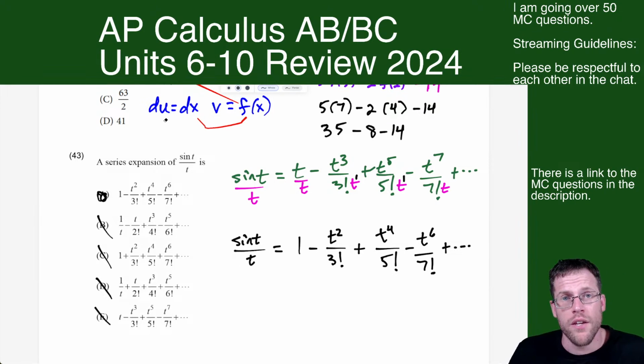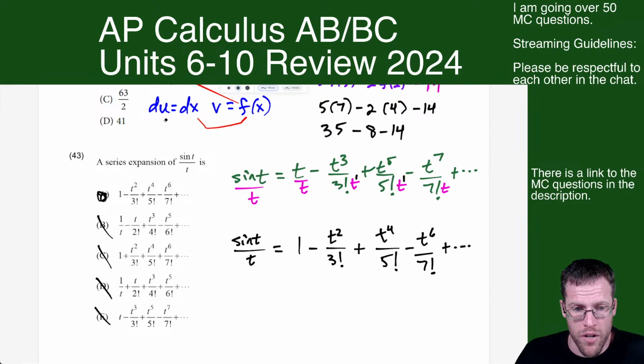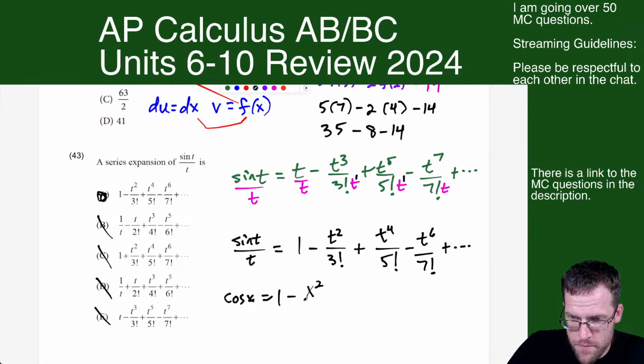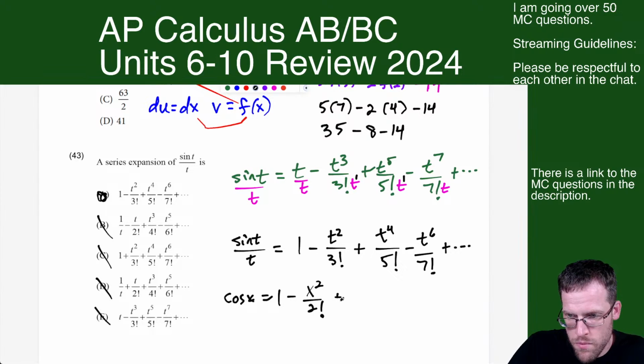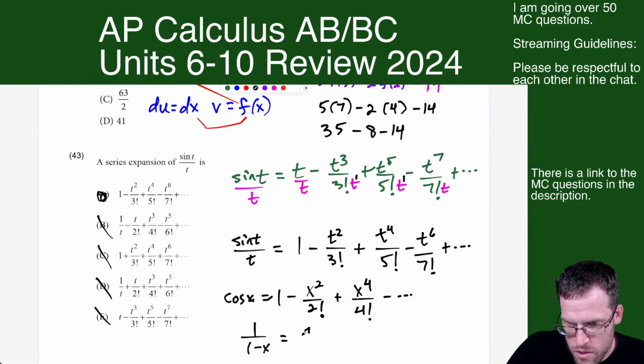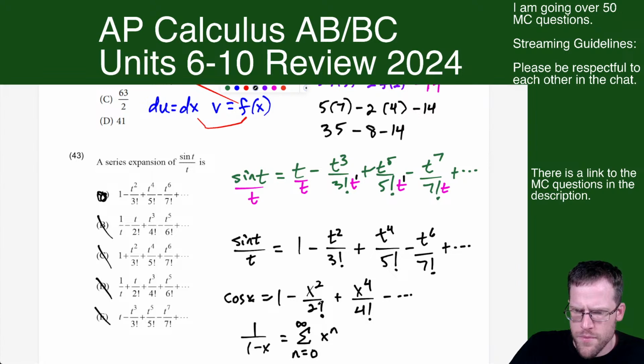Another thing to point out is we have common Maclaurin series to memorize. They don't really have Taylor series that they want you to memorize. It's Maclaurin that they want you to know. So sine x you need to know. Cosine x, being even, is going to be all the even powers of x: 1 minus x squared over 2 factorial plus x to the 4 over 4 factorial and so on. And then 1 over 1 minus x is a geometric series that makes x to the n. So these are popular.